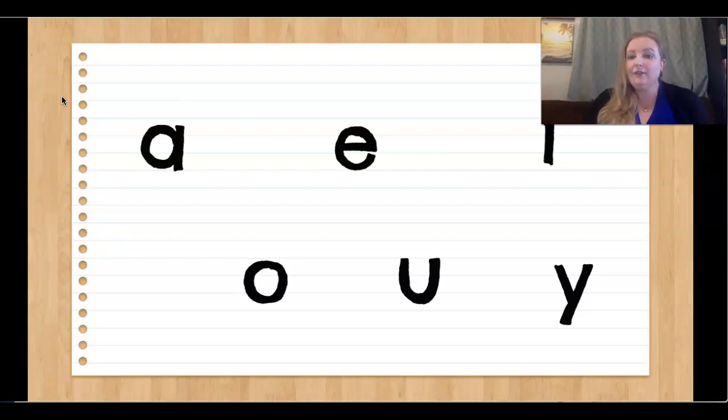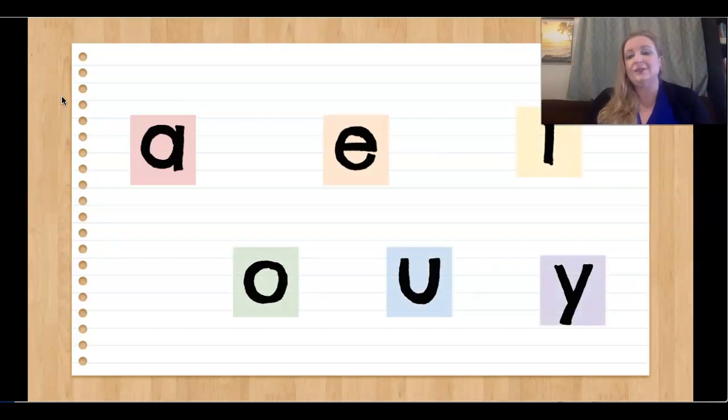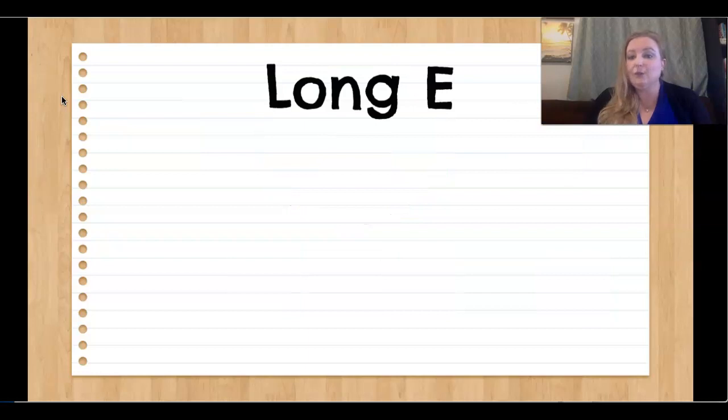For the long vowel sounds, the letters all say their name. So A says A, E says E, I says I, O says O, U says U, and in this case, Y will say E as well. We're going to focus on the long vowel E today. So let's look at some words that have the long vowel E in them.